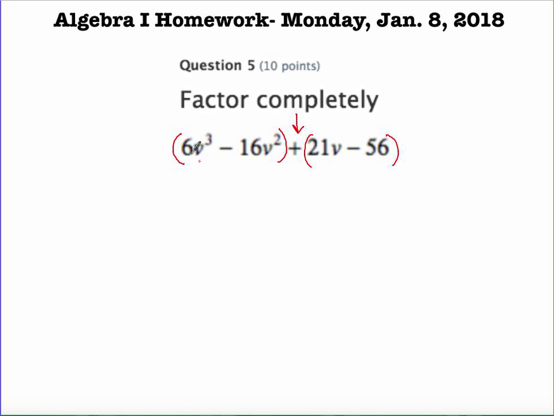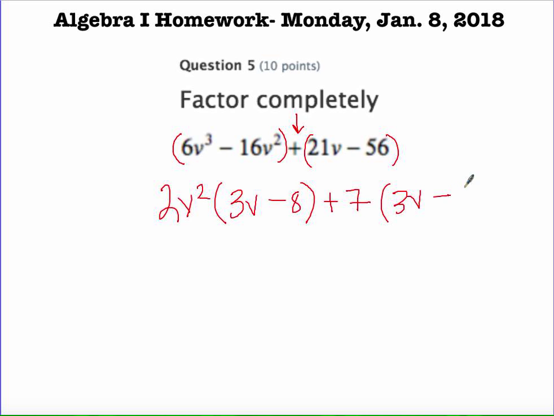So in this first parentheses between 6 and 16, they're both even numbers. 2 goes into both of them. V cubed and V squared, we can take out at least a V to the second power. That leaves us with 3V minus 8. Then 21V minus 56. 7 goes into both of those, so plus a 7. When we pull that out, we've got 3V minus 8.